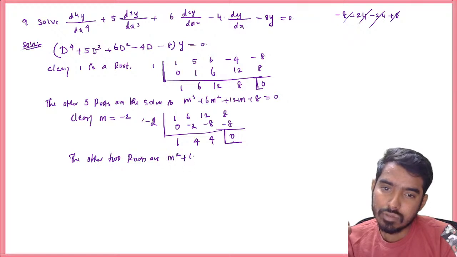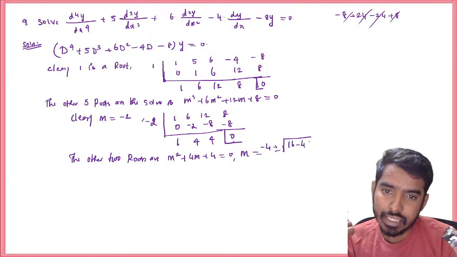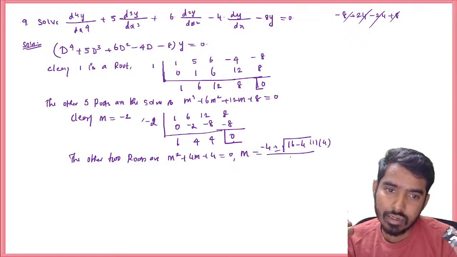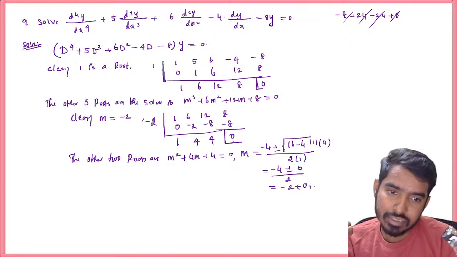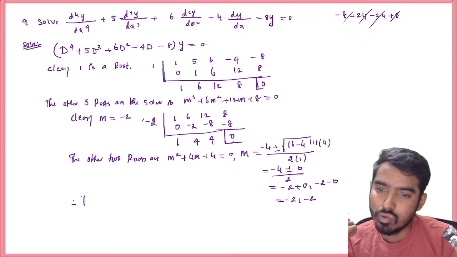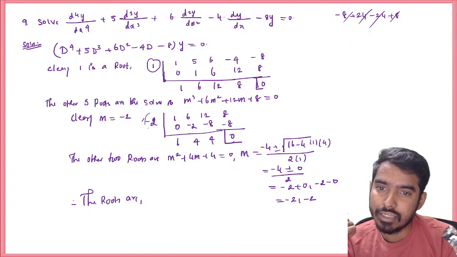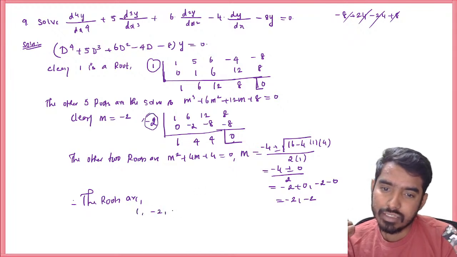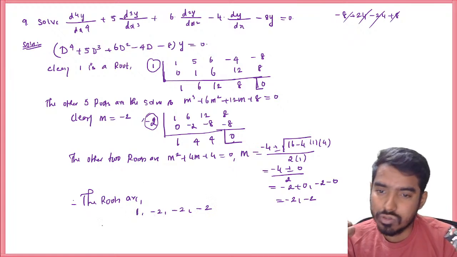The other two roots are the solutions of m square plus 4m plus 4 is equal to 0. Solve this: m is equal to minus b plus or minus root of b square minus 4ac divided by 2a. So minus 4 plus or minus 0, divided by 2, gives minus 2 plus 0, minus 2 minus 0. So minus 2 are the roots. Therefore the roots are 1, minus 2, minus 2, minus 2. So we have one distinct root and 3 equal roots.